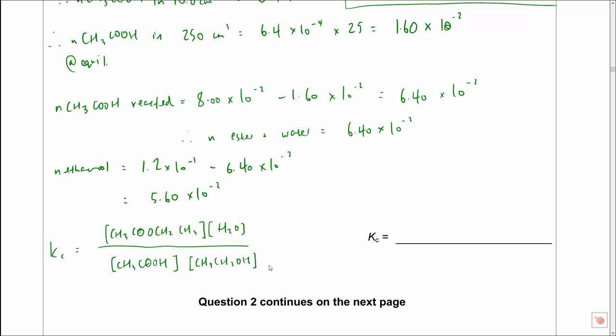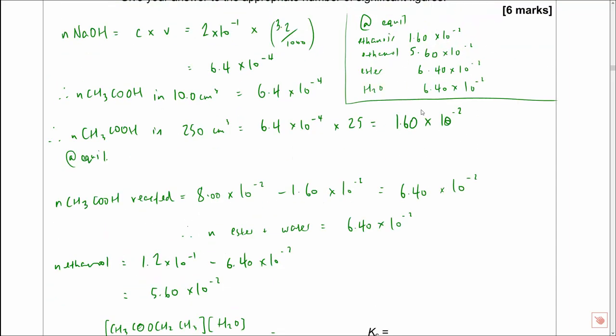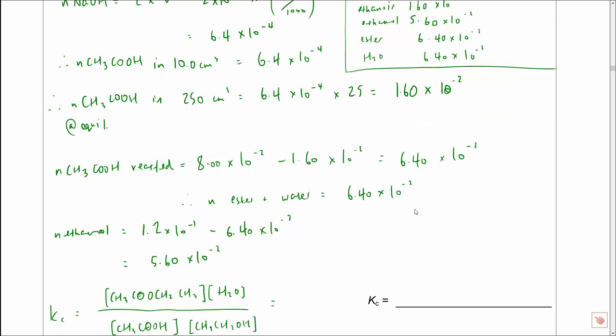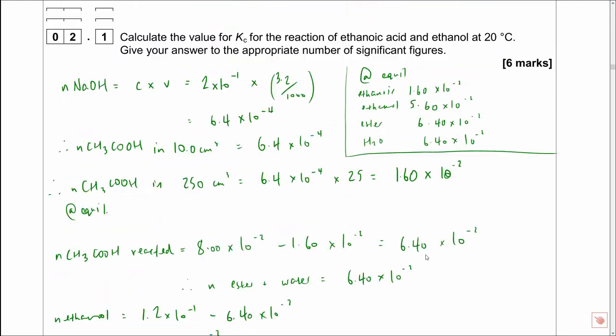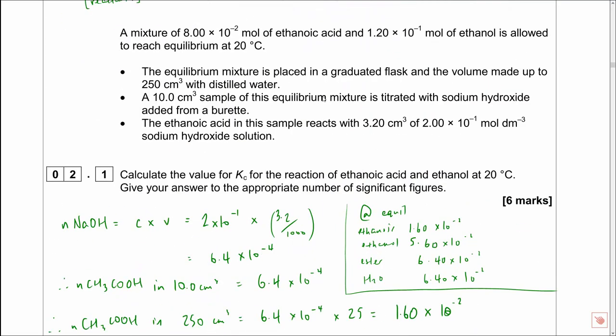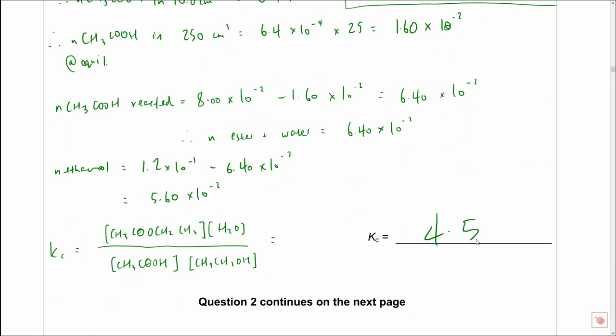Yeah. Now, you could convert these to concentrations, but actually, you don't need to because we've got a 1 to 1 to 1 to 1, there's no coefficients, all that would cancel. So, actually, it's quite an easy calculation. You just whack these numbers into your calculation. So, it's going to end up being 6.4 times 10 to the minus 2 times 6.4 times 10 to the minus 2, or 6.4 times 10 to the minus 2 squared, divided by 1.6 times 10 to the minus 2 times 5.6 times 10 to the minus 2. And finally, you come out with a value, rounded, and it does say appropriate number of significant figures. In this case it's going to be 3, so you come out with a value, rounded, of 4.57.